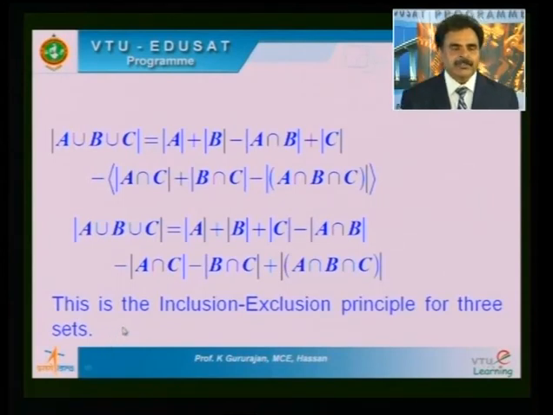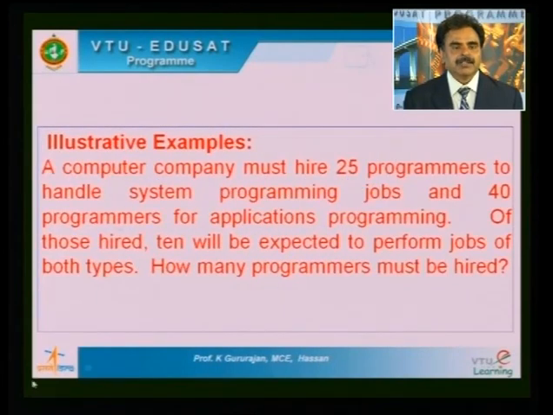Understood how I have deduced the inclusion exclusion principle for 3 sets? I will give this exercise to you: find the similar formula for 4 sets. Say, what is the formula for cardinal number of A union B union C union D? Try to find out a formula for this. Now we shall try to consider some illustrated examples based on the inclusion exclusion principle.